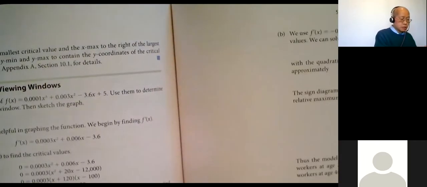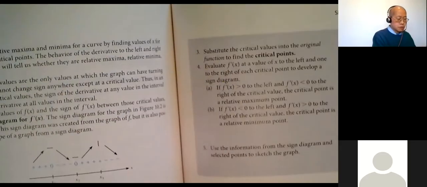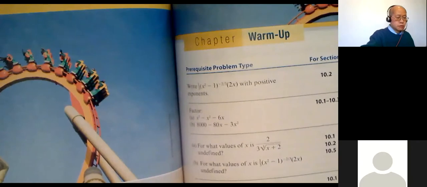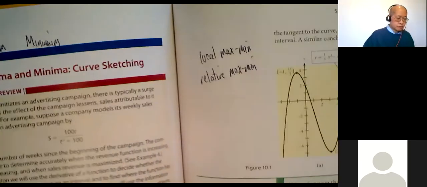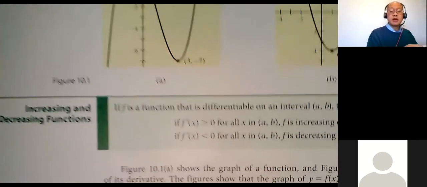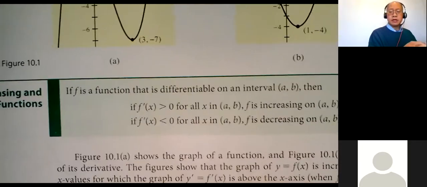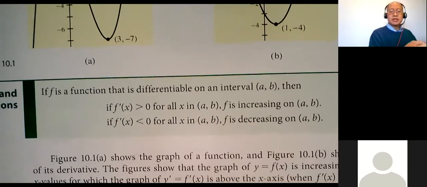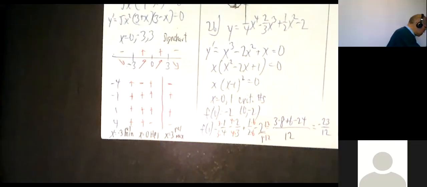So from that sine chart, I'm using this rule. I can find it. Page 631, right there. F prime greater than 0, F is increasing. F prime less than 0, F is decreasing. Right?